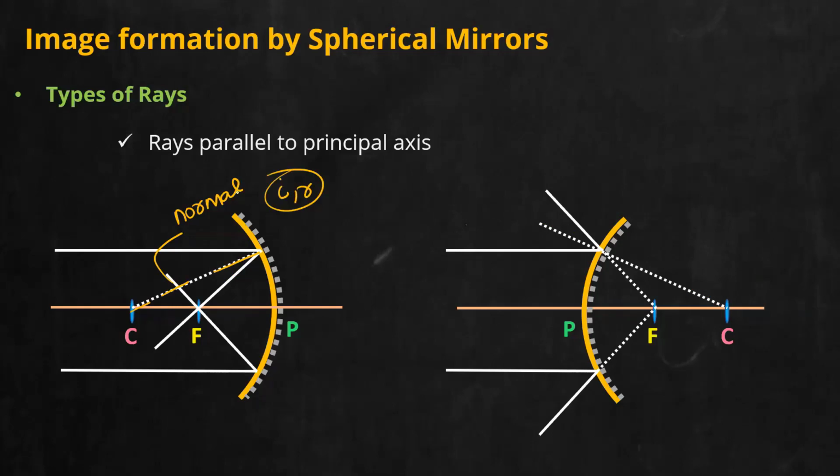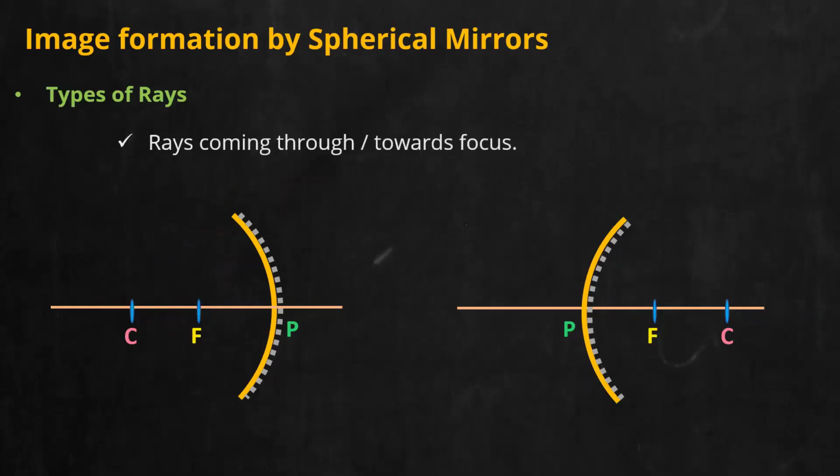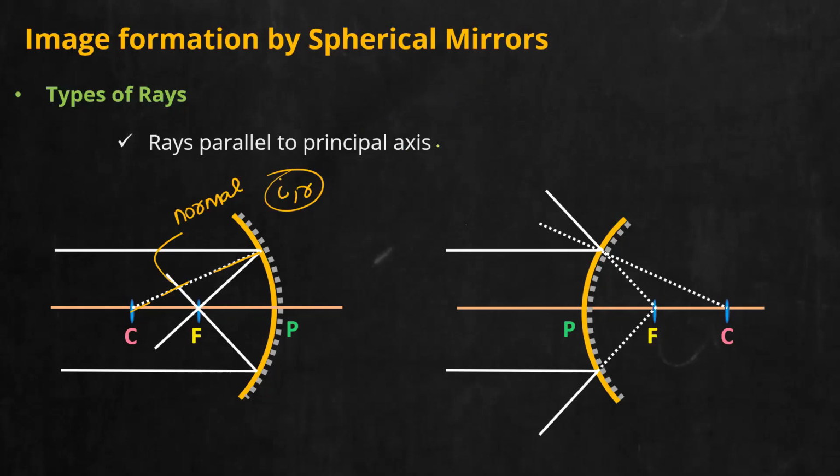Now we are moving to the second type of ray. The second type of ray is the exact opposite. So what is the first type of ray? Ray parallel to the principal axis. And what happened to that ray? It passed through the focus.